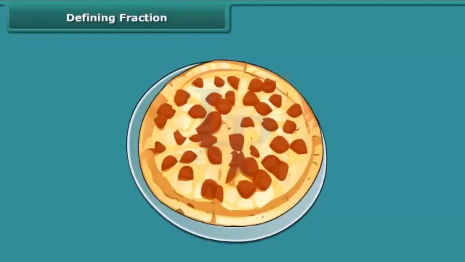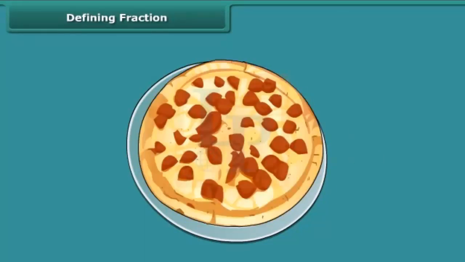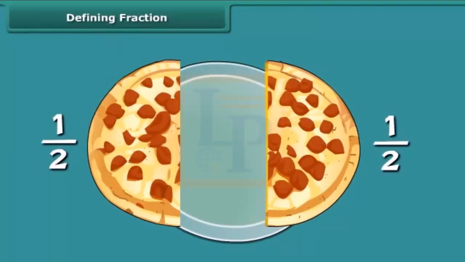Fraction indicates part of a whole thing. 1/2 means that one whole thing is divided into two equal parts and one part out of these two parts is taken. For example, Ravi divides a pizza into two parts.